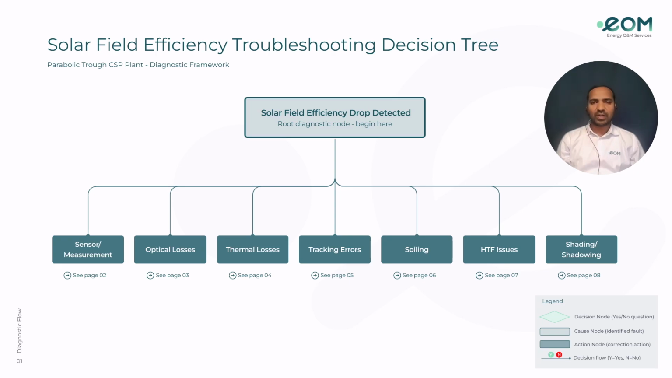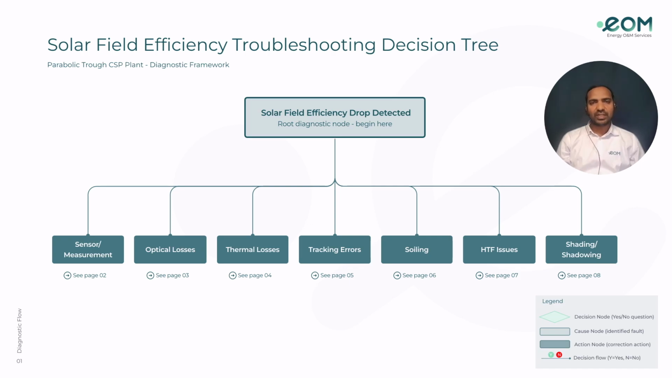Then we move into thermal losses. This focuses on unwanted heat losses from receivers, insulation, headers, or operating conditions that reduce thermal efficiency. The next branch covers tracking errors. Even small deviations in solar tracking can significantly reduce field performance. So this section investigates tracking accuracy, encoders, control systems, and mechanical drive behavior. After that comes soiling. This evaluates the impact of dirt accumulation and contamination on mirror reflectivity across the field.